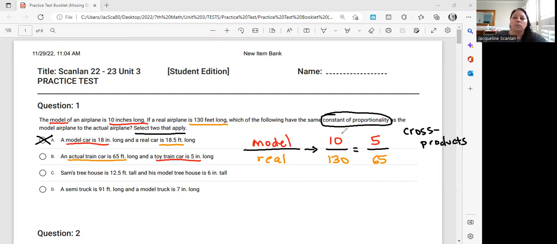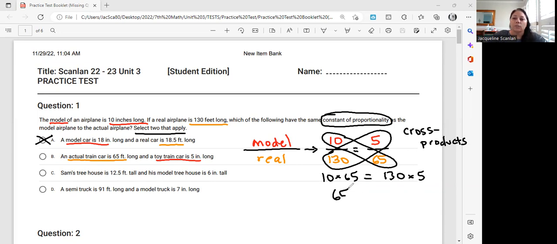Okay, once you've got it set up properly, you're going to go ahead and do those cross products again. So I'm going to multiply 10 times 65. And then I'm going to multiply 130 times 5. And I'm going to see if I get the same thing. Remember, they should be equal. I know that 10 times 65 is 650. I'm going to do 130 times 5, and I get 650. This shows that the constant of proportionality is the same. It tells you that those two fractions are equivalent. So answer choice B will be one of my two correct answers.